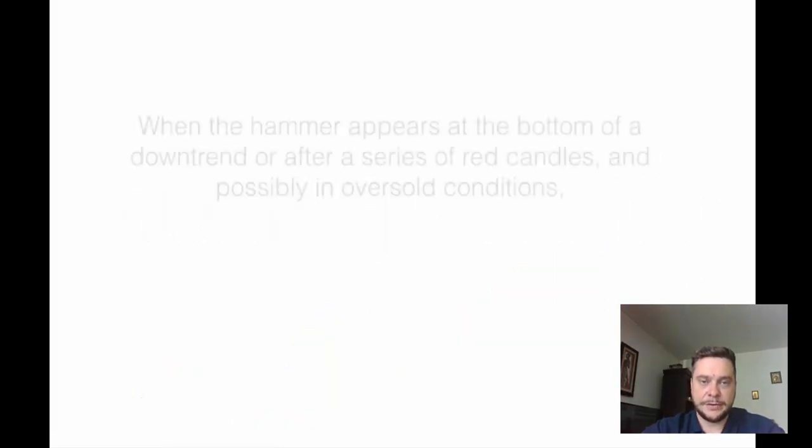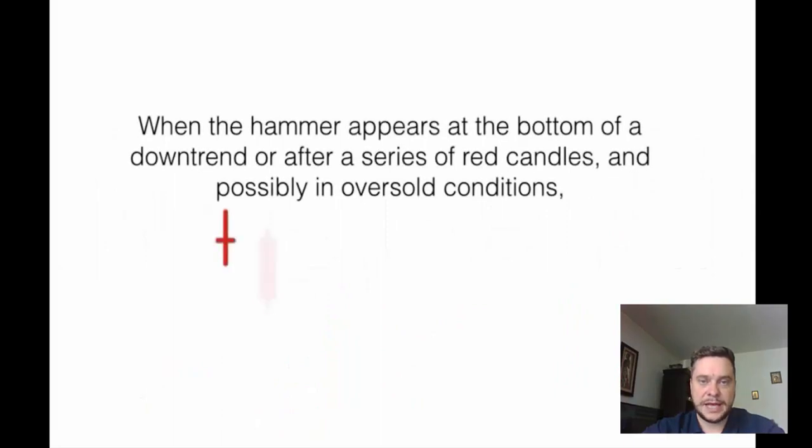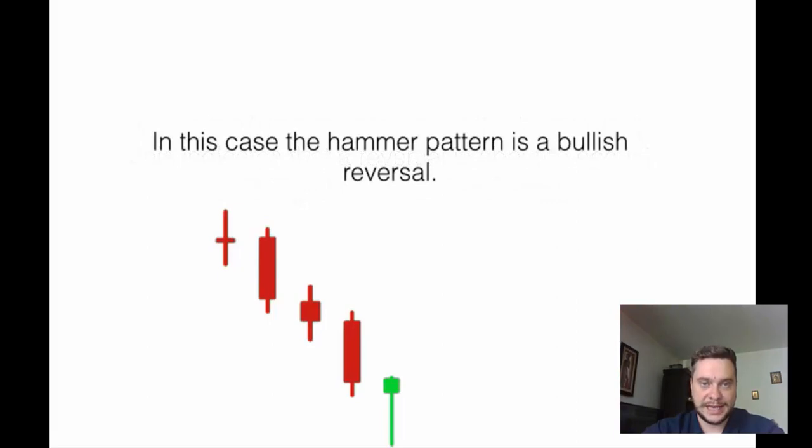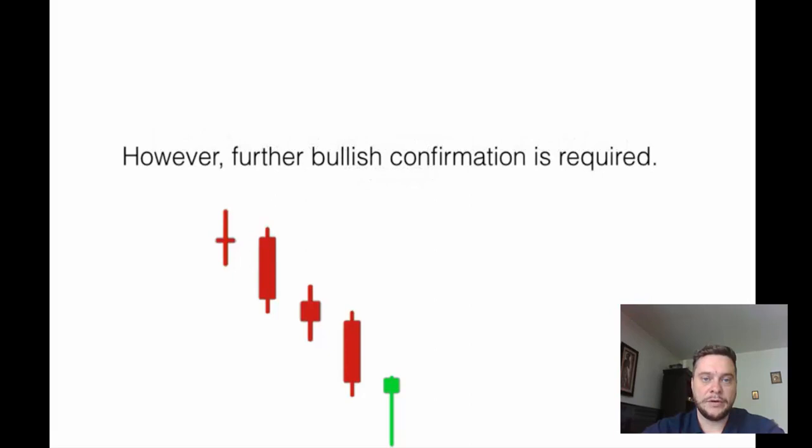Trading criteria. When the hammer appears at the bottom of a downtrend or after a series of red candles, and possibly in oversold conditions, this indicates that a reversal is about to occur. In this case, the hammer pattern is a bullish reversal. However, further bullish confirmation is required.